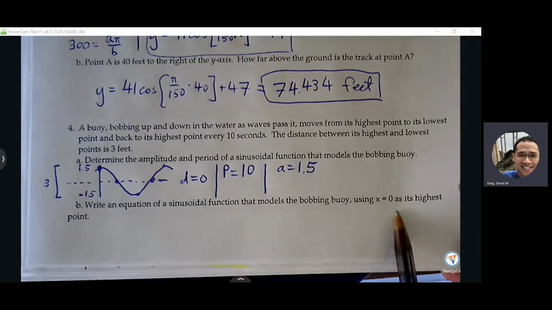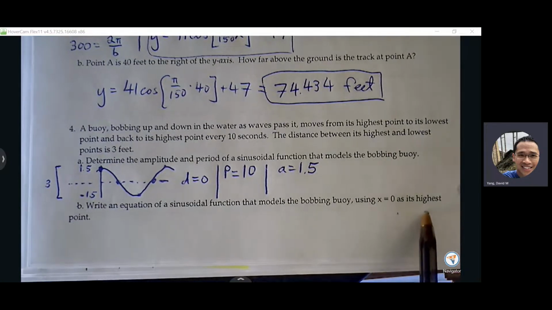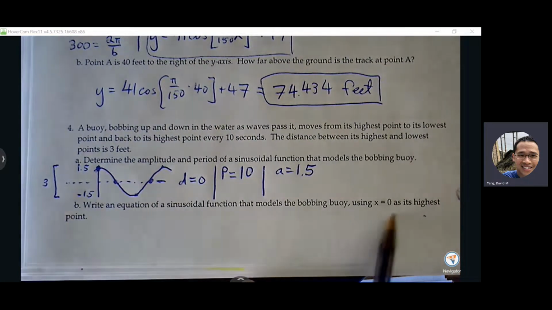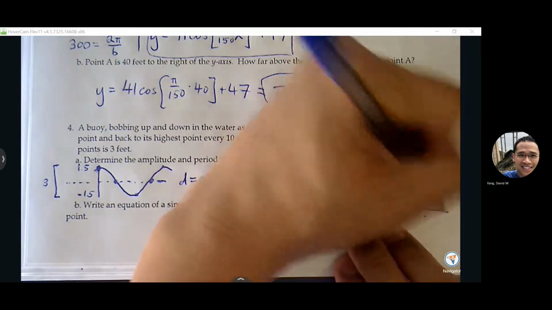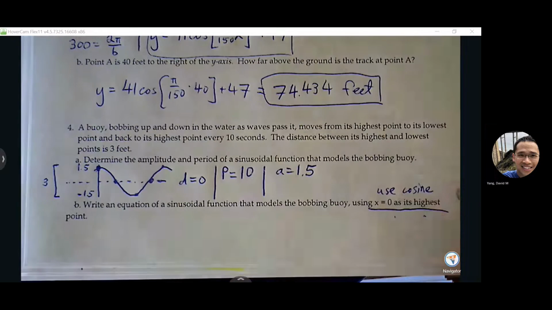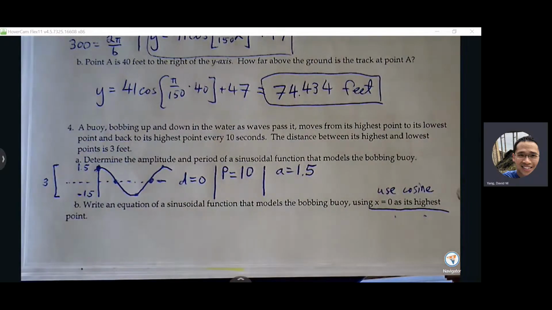So it says using x equals 0 at its highest point. So they want you to start at the highest point, which basically tells you to use cosine. That's what this means. Okay, so give that a try, and I'll follow up with the steps.